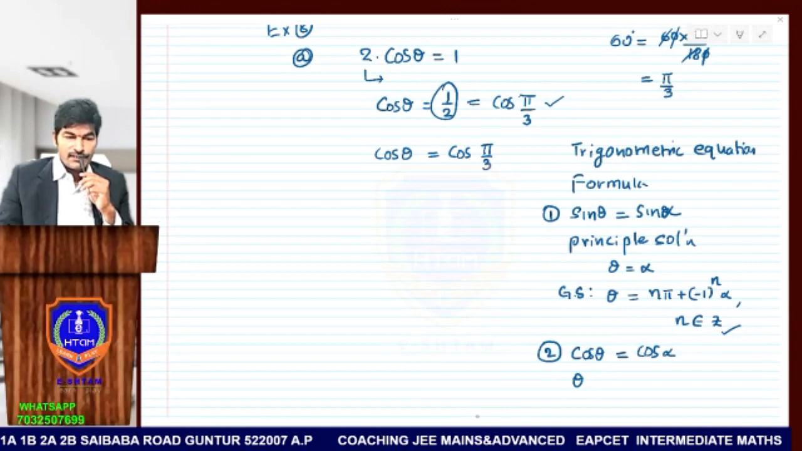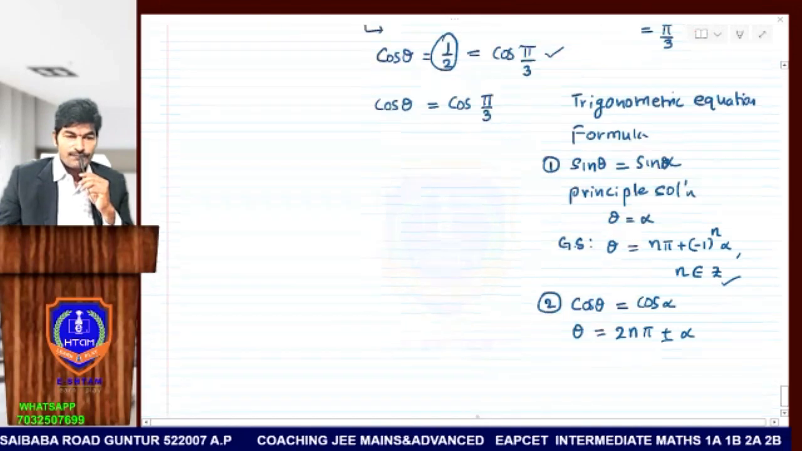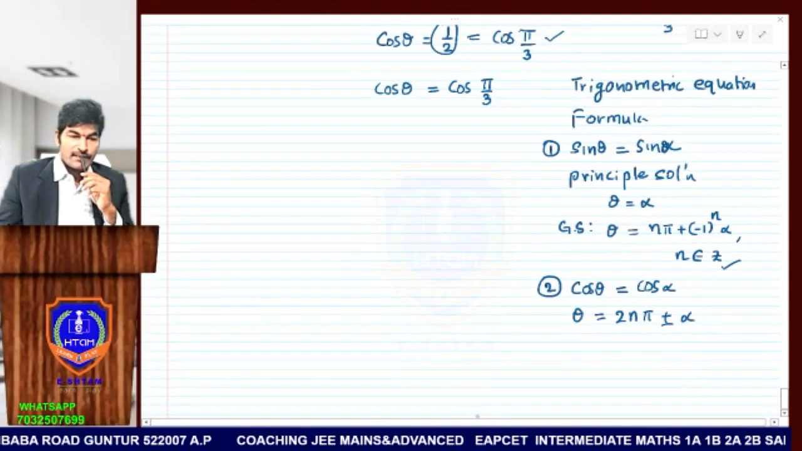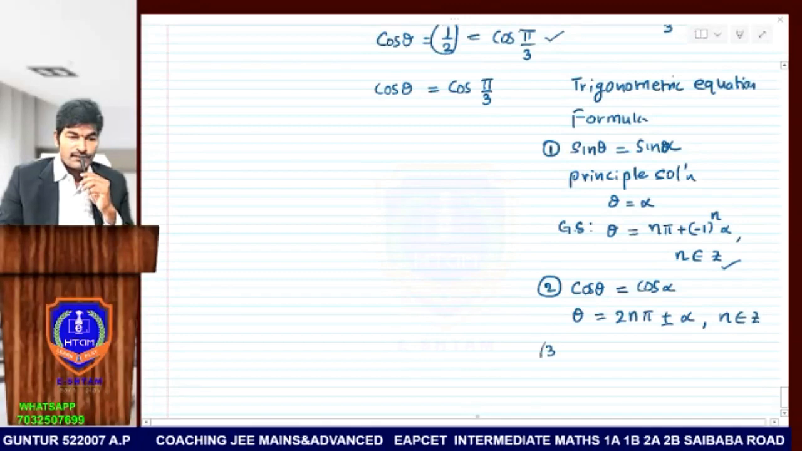And now the general solution, I am talking about the general solution. Theta equal to, for cos, you have to say 2n pi plus or minus alpha. 2n pi plus or minus alpha. Here in this case also, n will be an integer. You have to use this formula. Okay. Now for the third situation.